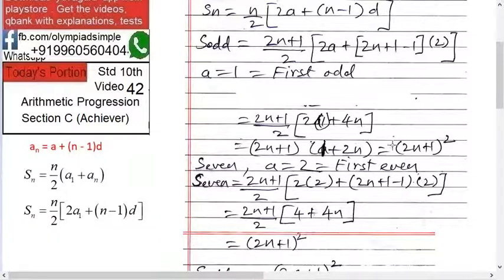Now even. Even is what? Same logic. S even, sum of even. So 2n plus 1 upon 2 into 2 into a. a is what? 2, even. So the first number will be even: 2, 4, 6, 8, right? So 2 plus the remaining thing will be the same, 2n plus 1.